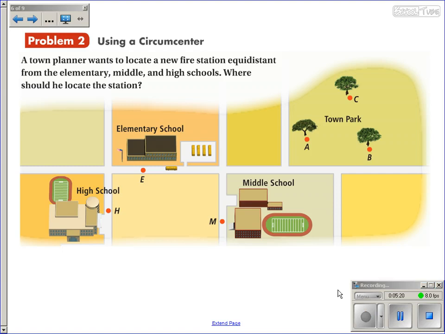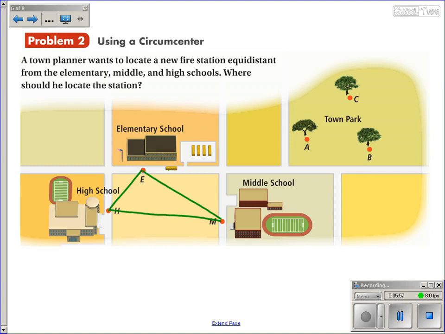The next problem I want to look at is: a town planner wants to locate a new fire station equidistant from the elementary, middle, and high schools. Where should he locate the station? So he's looking for a place that's the same distance away from three points. Well, the circumcenter is that point. So what I'll do to solve this problem is make a triangle out of these three points, and find this circumcenter by finding the perpendicular bisectors of the three sides.